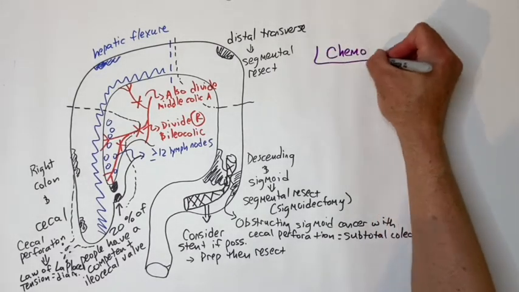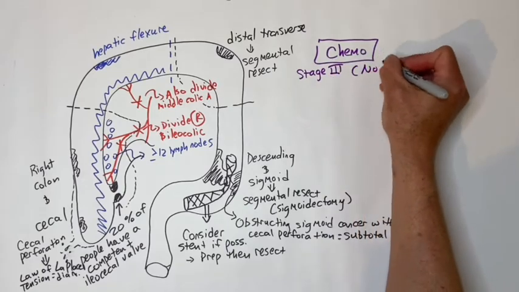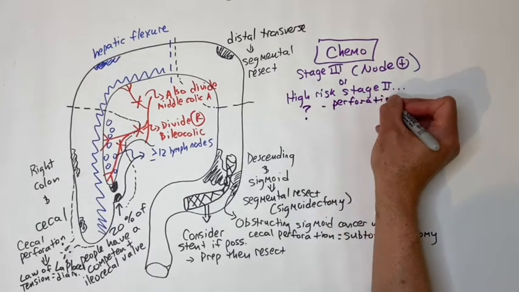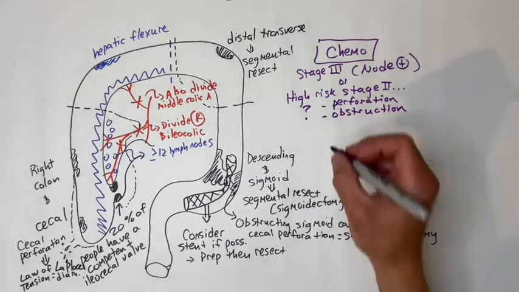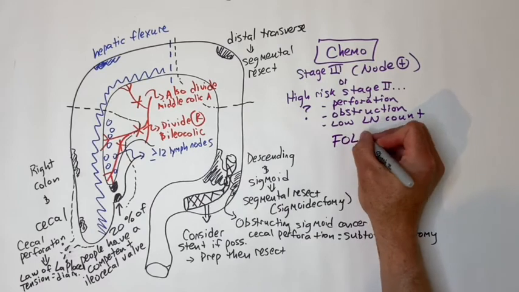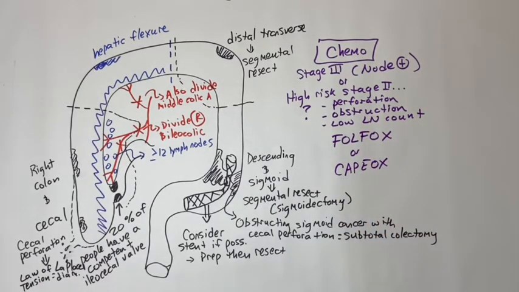Chemotherapy is given for node-positive patients, who are automatically stage 3 by definition. A few high-risk situations, such as perforated tumors or obstructing tumors, or a low lymph node removal at surgery of less than 12, are also considered for chemotherapy, sometimes regardless of lymph node status. Chemotherapy is classically FOLFOX, which stands for 5-FU, leucovorin, and oxaliplatin. CAPOX is capecitabine and oxaliplatin.